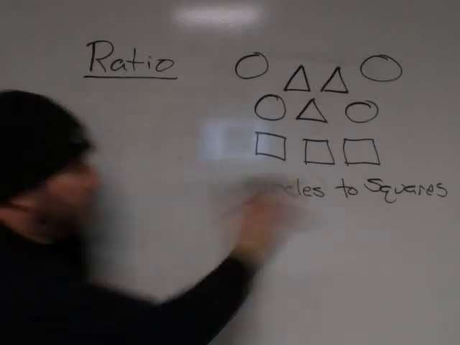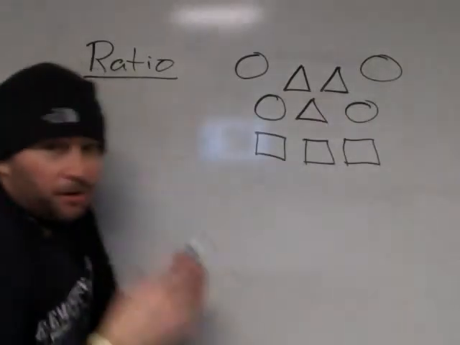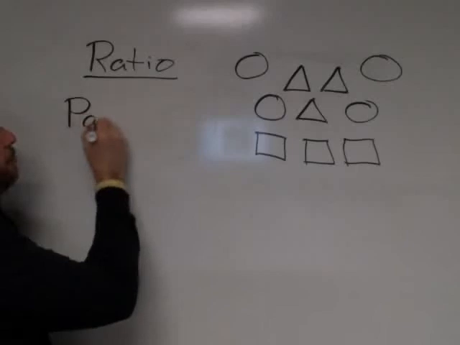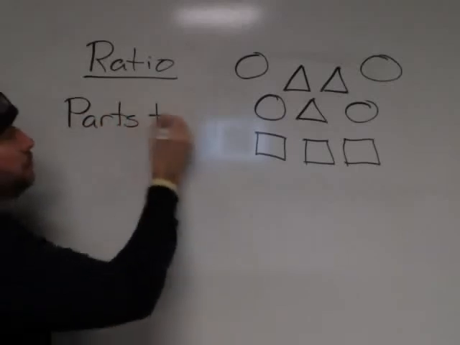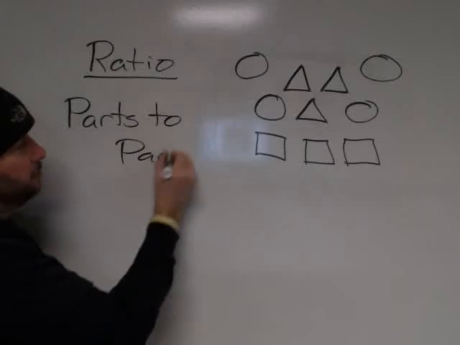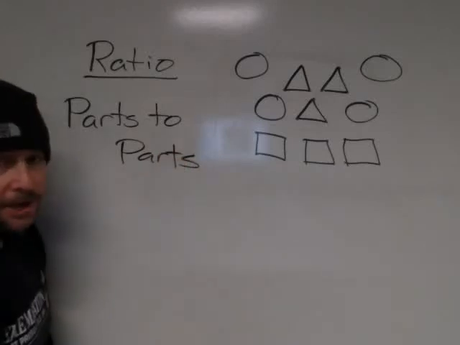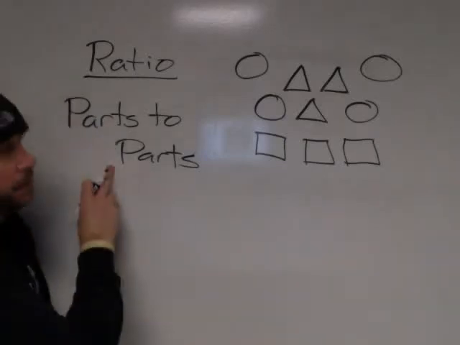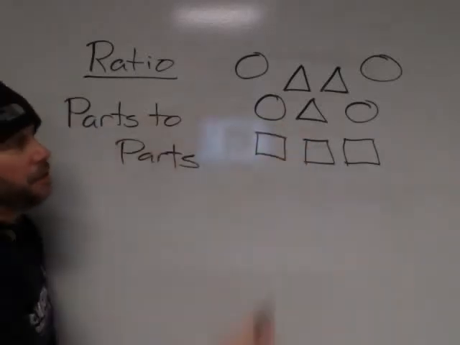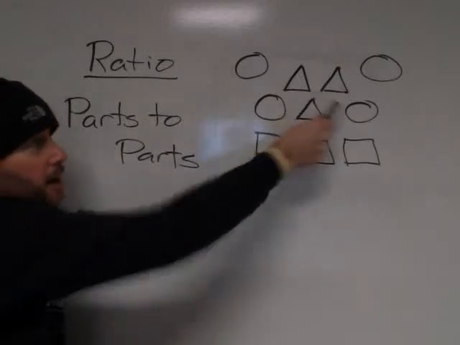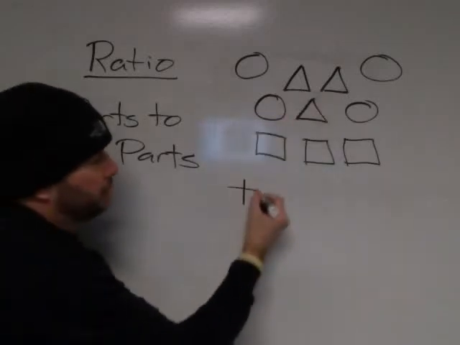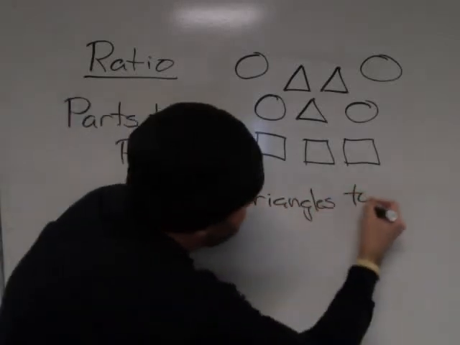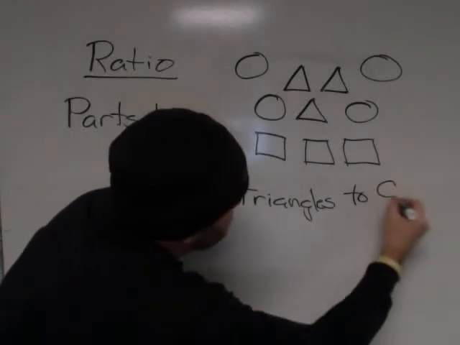All right, and look at the different types of ratios that you can have. Okay, one of the types that you can have is a parts to parts ratio. Okay, a part to part ratio. And that means you're going to compare one part to another part. So in this case, we could say, okay, now let's compare triangles to circles.